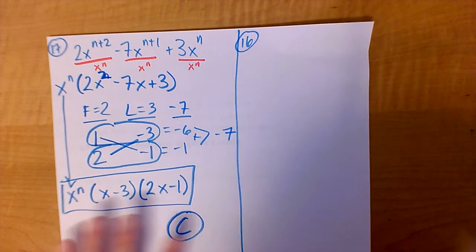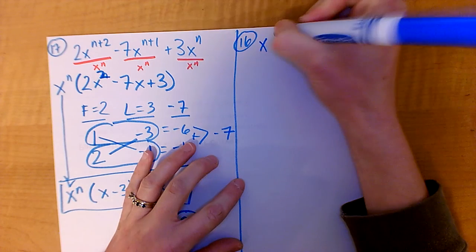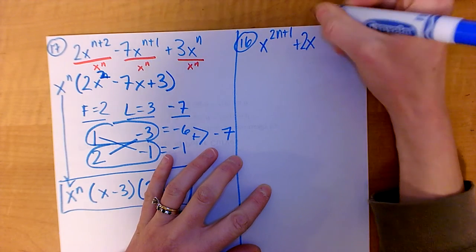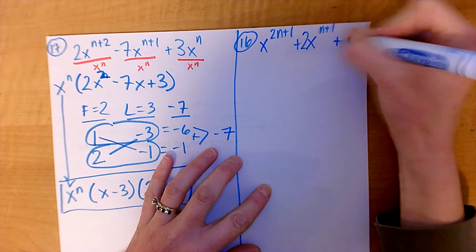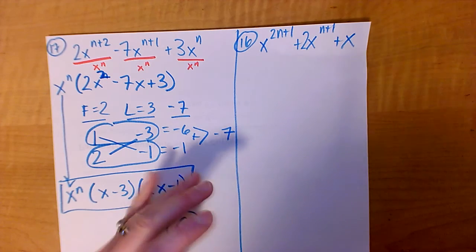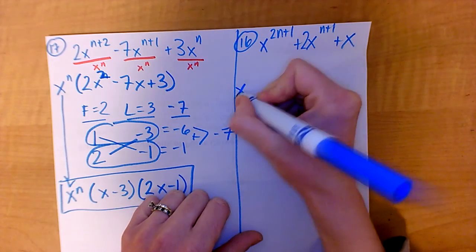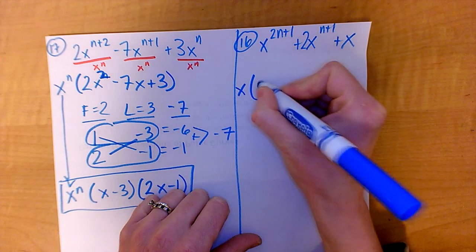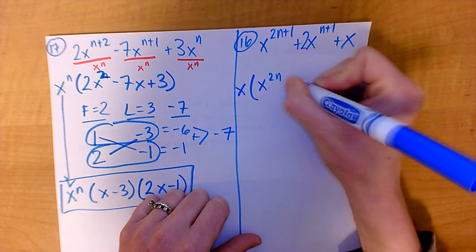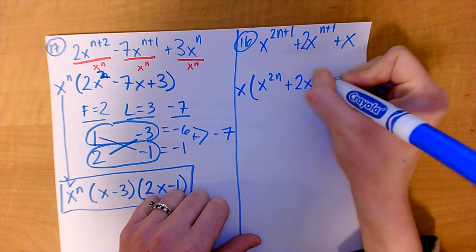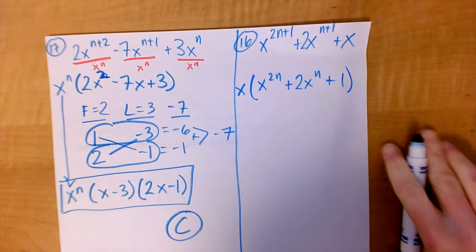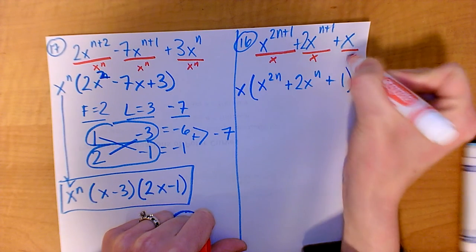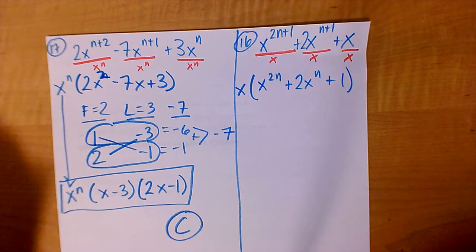For number 16, we have x to the 2n plus 1 plus 2x to the n plus 1 plus x. Okay, so we have a GCF of x. So everything is going to get divided by x. So that'll leave us with x to the 2n plus 2x to the n plus 1. Right? So what you can kind of picture in your head, everything was divided by x. Right? Because that's our GCF.